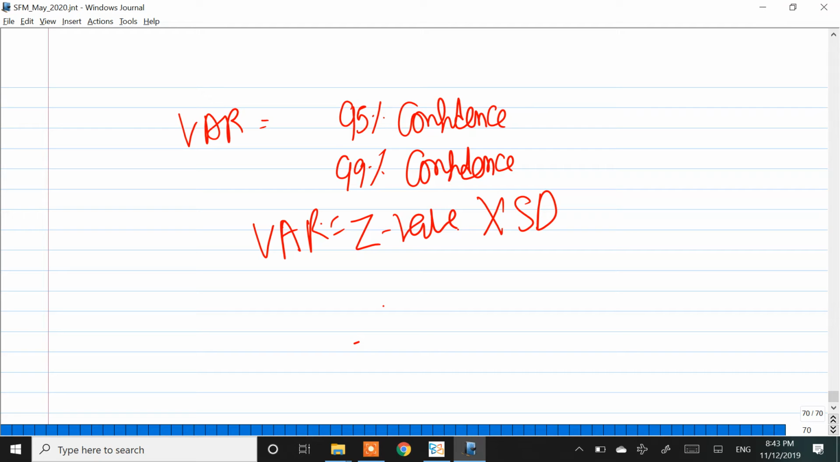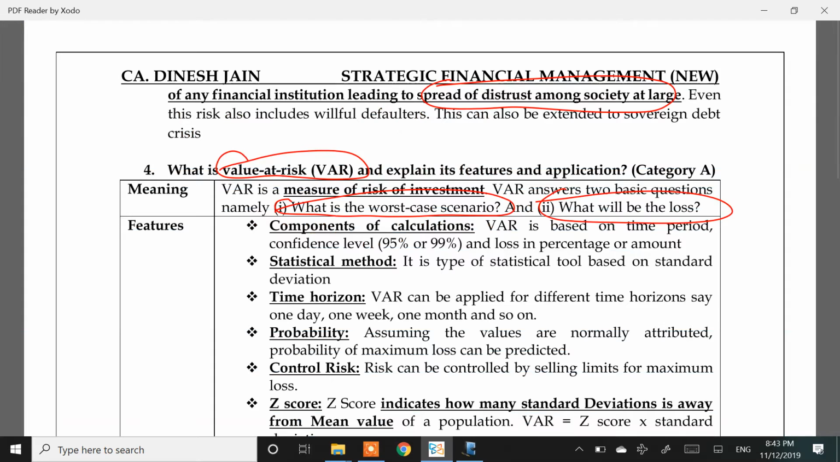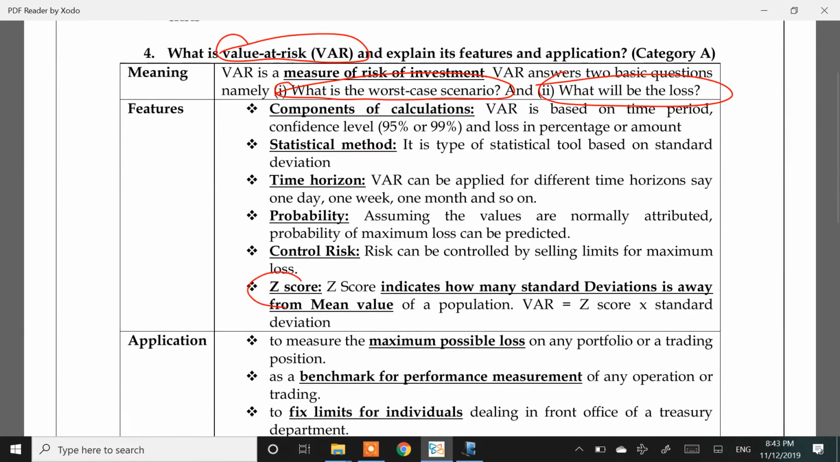Now for example, a 95% confidence level will have a value of 1.65. A 99% confidence level will have a value of 2.33. So my VAR is basically dependent on the Z score and the standard deviation. So VAR is equal to Z score into standard deviation. VAR can be calculated for a day, for a week, for a month, and so on. So there are different components, but the important thing is what is the confidence level you want, what is the standard deviation, and what is the time horizon. So this is how we calculate VAR.